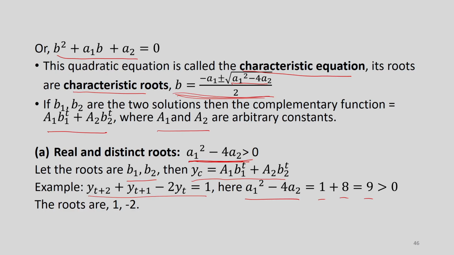Here the roots will be real and distinct, and as it turns out, the roots are 1 and minus 2. So, this 1 and minus 2 will be substituted here as b 1 and b 2. So, this was the first case where the roots are real and distinct, and we have seen what the complementary function is in this case.